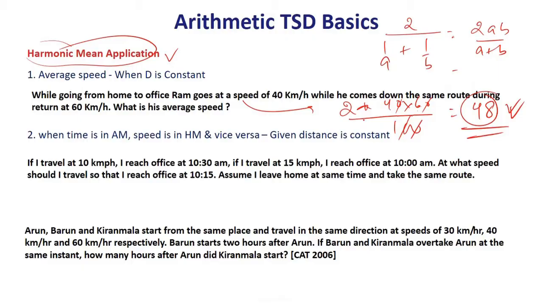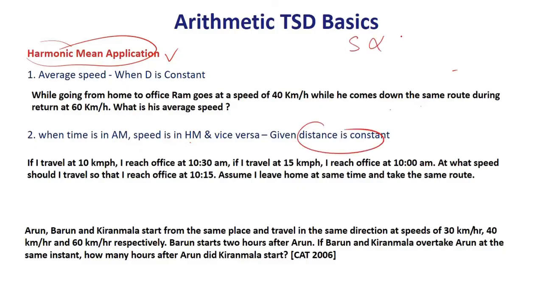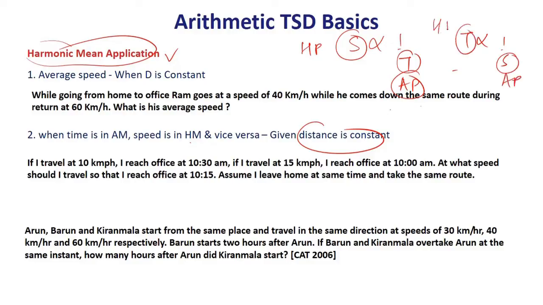That's the first scenario. The second scenario wherein you can use harmonic mean is whenever time is in arithmetic mean, speed is in harmonic mean, and vice versa. So let's say the distance is a constant, so then we know that speed is inversely proportional to time, or time is inversely proportional to speed. So if time is in arithmetic progression, then speed is in harmonic progression, and vice versa. If speed is in arithmetic progression, then time is in harmonic progression.